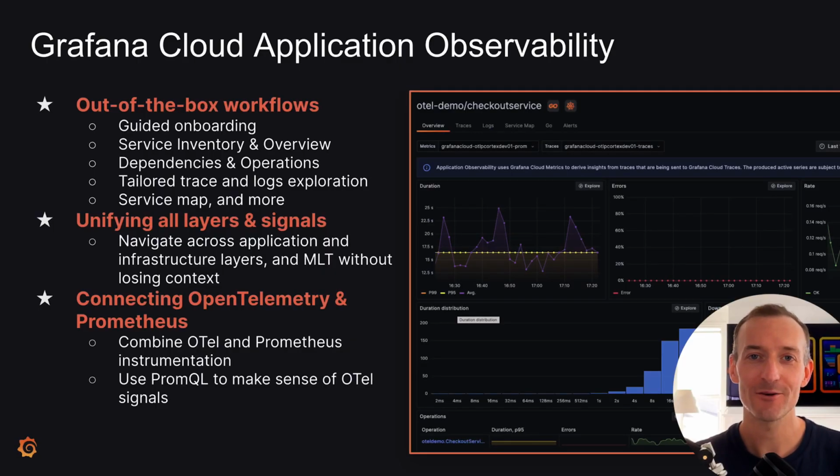Introducing Grafana Cloud Application Observability. App observability is the best of both worlds, bringing together the powerful foundation of Grafana's world-class open-source telemetry backends, Mimir, Loki, and Tempo, with an effortless out-of-the-box experience that unifies signals across the software stack and combines two of the biggest open-source standards, both OpenTelemetry and Prometheus.